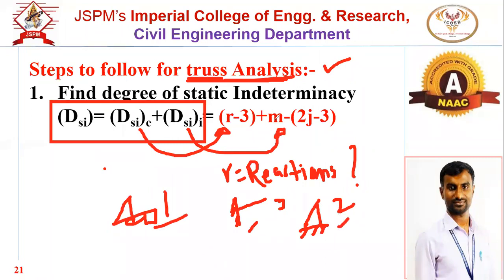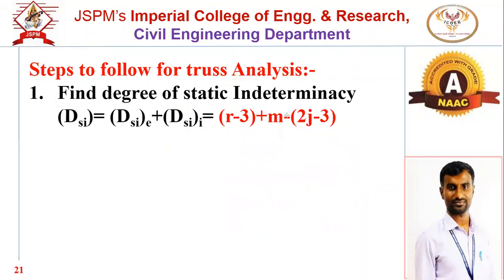Now the next term is DSI internal. This DSI internal is given by the formula M minus 2J minus 3, where M is the number of members of the truss. We are discussing it for the truss. Write it down: number of members. And J is the number of joints, including your supports.